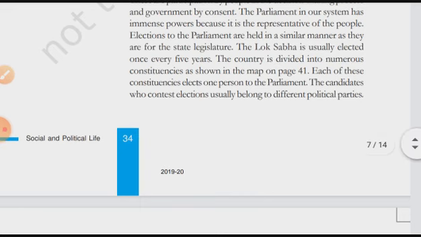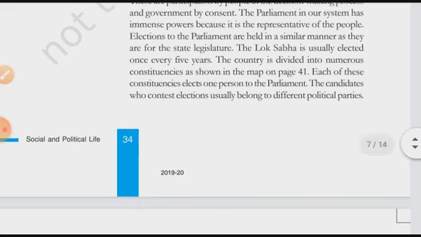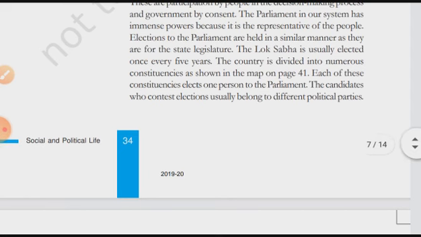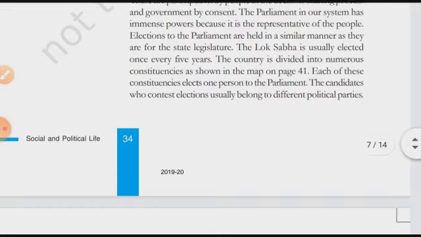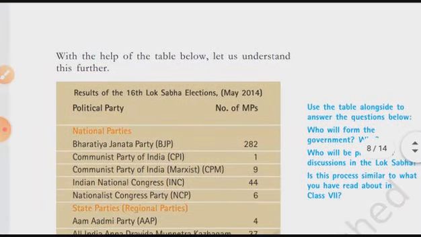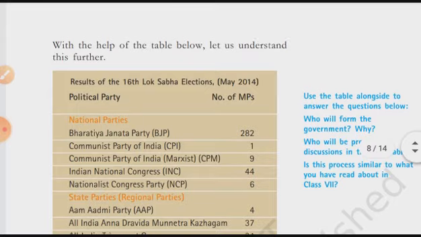You might know, in your locality, about the different political parties like BJP, Bharatiya Janata Party, Indian National Congress, Aam Aadmi Party, Bahujan Samajwadi Party, and many others, because India has a multi-party system. That is why the candidates standing in the elections belong to different political parties. With the help of the table below, let us understand this further.